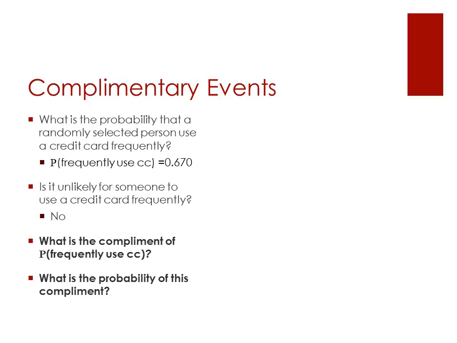In this section, we're going to look at complementary events. Now, we're going to be working from the same problem we had used before. We were looking at randomly selecting a person who uses a credit card frequently. So we've answered the first two questions in the previous section. Now we're going to look at the bottom two. What is the complement of P(frequently uses credit card), and what is the probability of this complement?